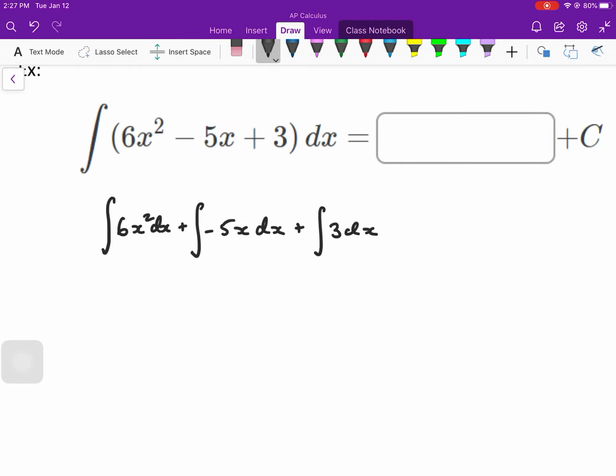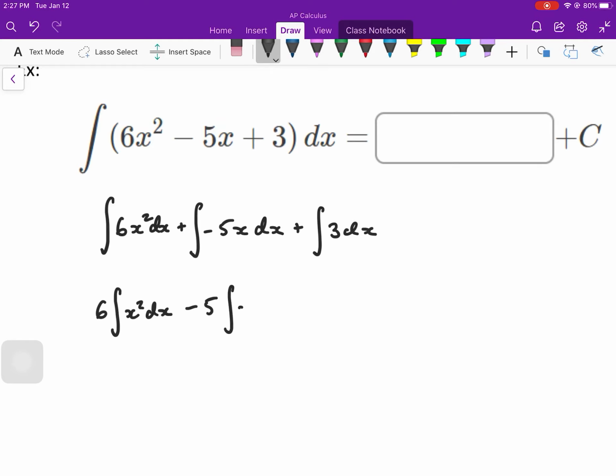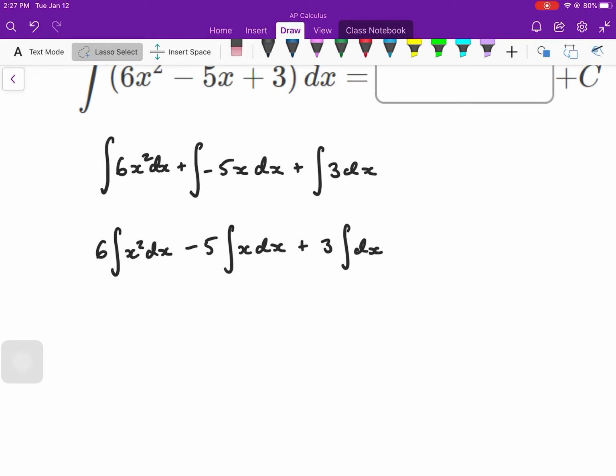We also had that constant multiple rule, so that 6 that's in the front can get factored out to the front there. So we can really just focus in on that x squared. Same thing with negative 5. Same thing with that 3. So let's focus in on evaluating each of these integrals.